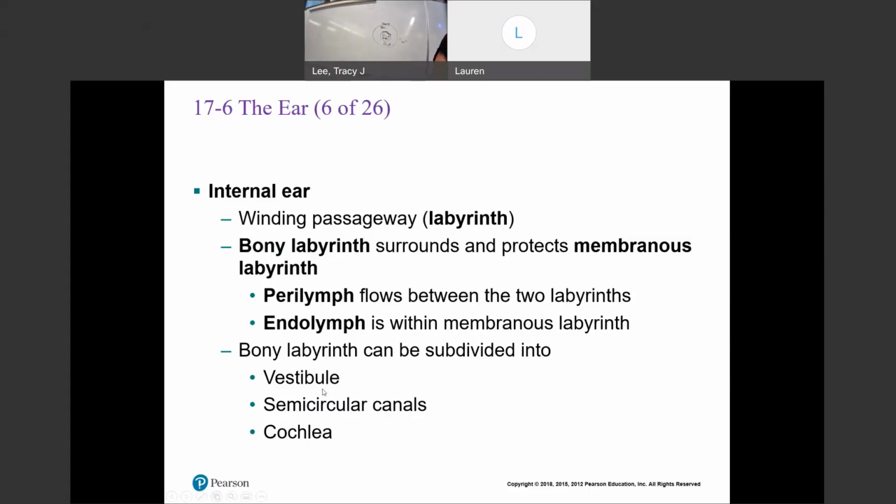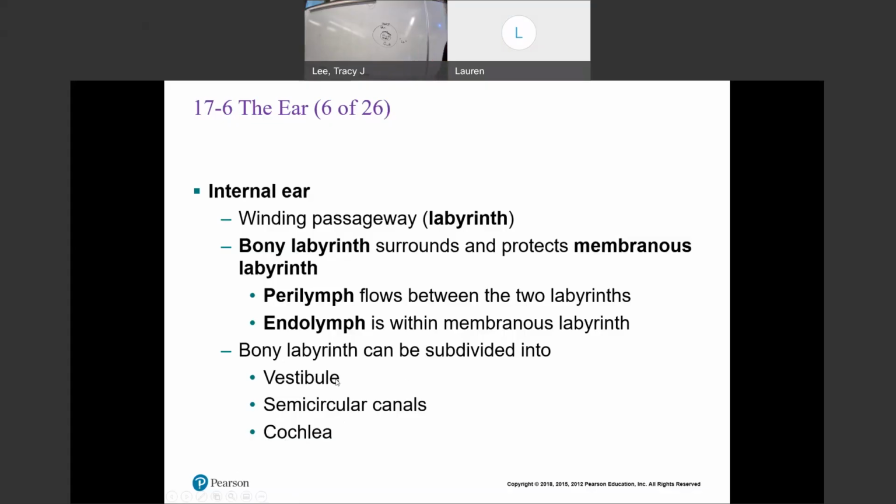We can divide our bony labyrinth into a vestibule, semicircular canals, and the cochlea. This would include our balance stuff and our hearing stuff. The vestibule and the semicircular canals, these are my balance portions to my bones. The cochlea is my hearing portion.